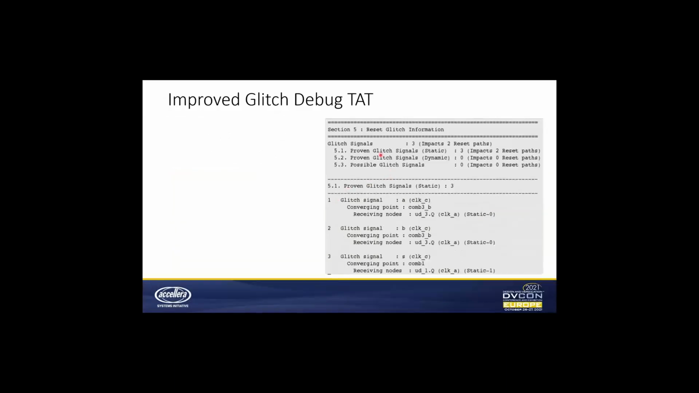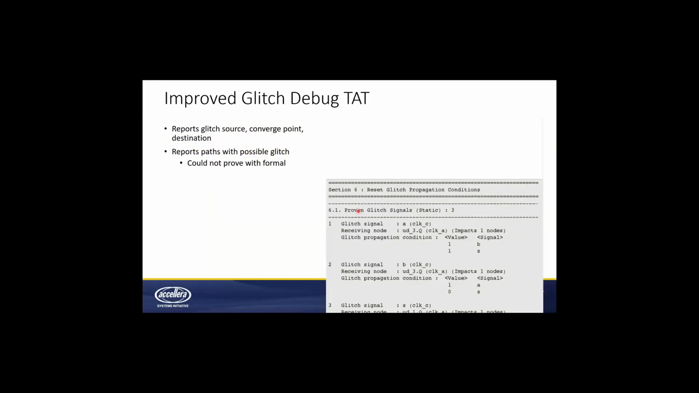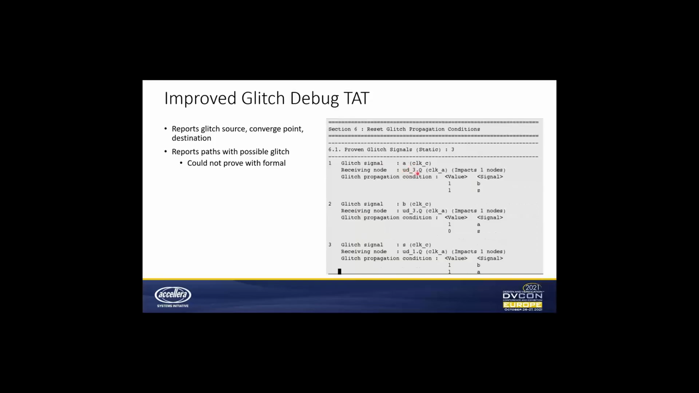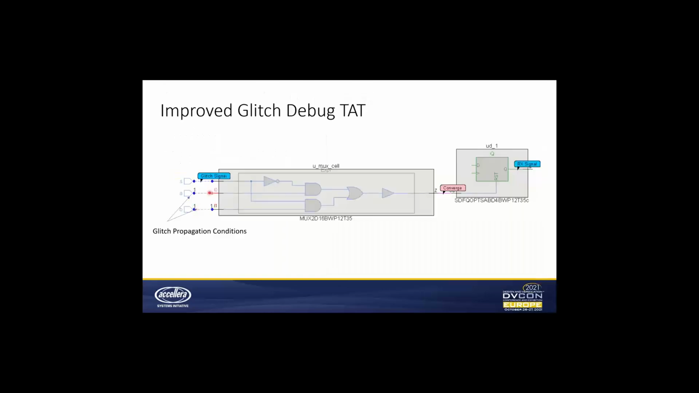This is the schematic reporting for the reset glitch information. We report the glitch signals. We are giving the converging point and the receiving node. Along with that, we have the glitch propagation conditions, like what are the values for which the glitch signal will reach the receiving node. Along with that, we are giving the schematic information with the propagation conditions marked on it. This helps the user understand that the signal S will cause a glitch and it will go to the reset pin for these particular values.